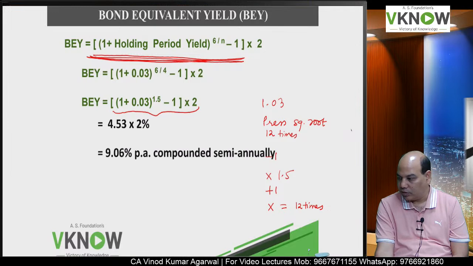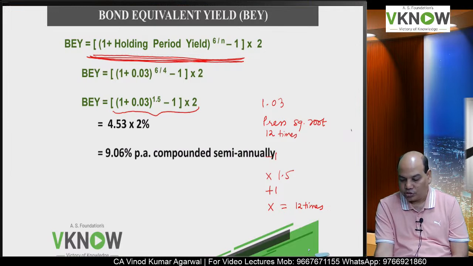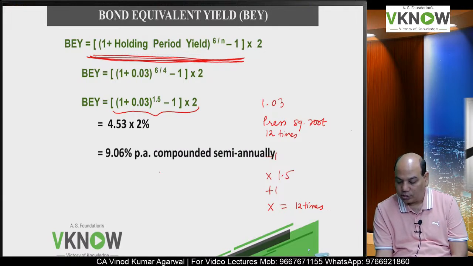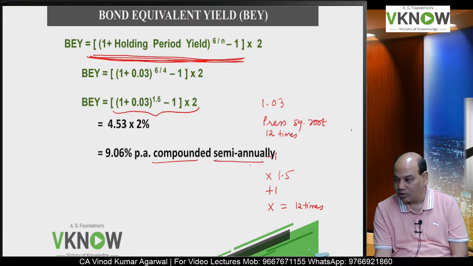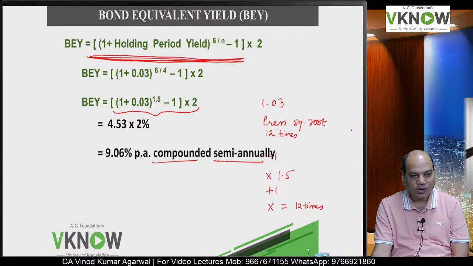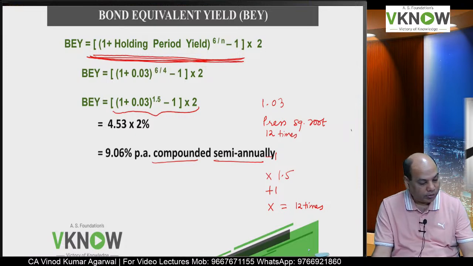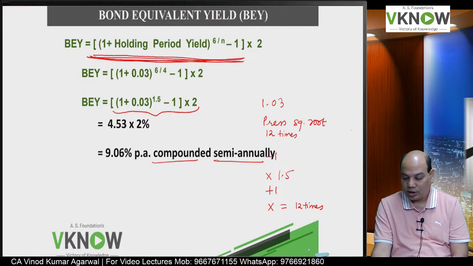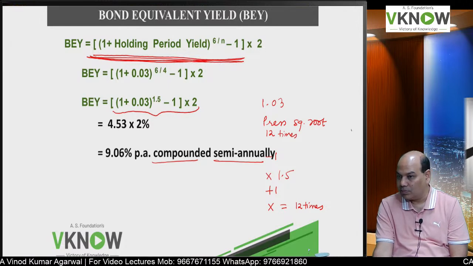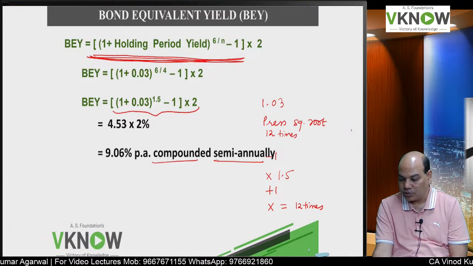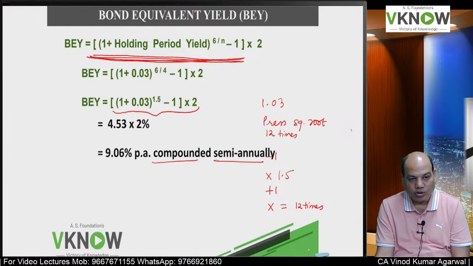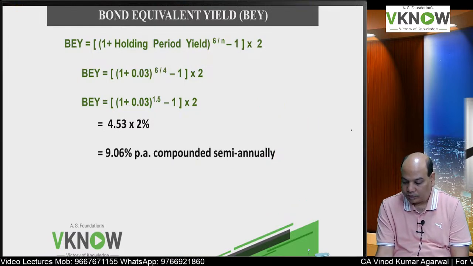So the final answer we have got is 9.06% per annum. Write down compounded semi-annually. 9.06% per annum compounded semi-annually, because we have first computed the yield for 6 months and then multiplied by 2. So this is how the bond market gives you return.